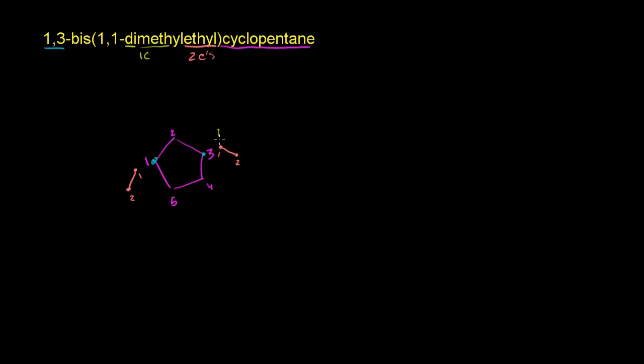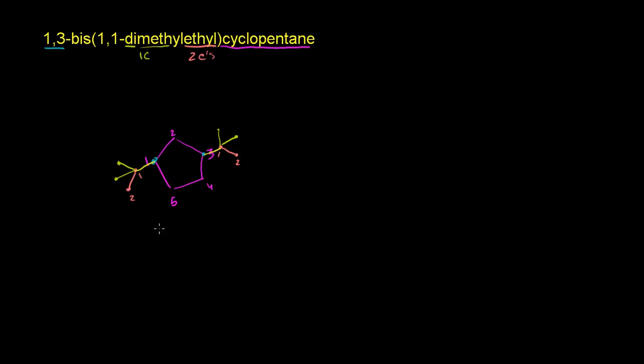So you have 1 methyl here, and then you have another methyl there. Same thing over here. You have 1 methyl on the 1 spot, and then you have another 1 methyl on the 1 spot. And then you are connected at positions 1 and 3. So you're connected there, and you are connected right over there. And you're done. That's it.